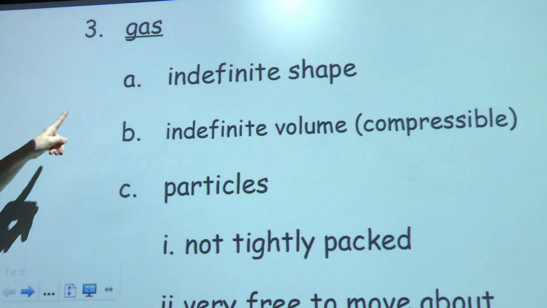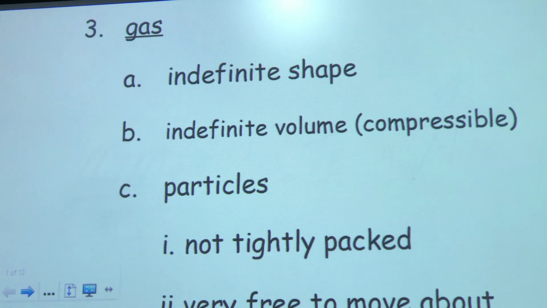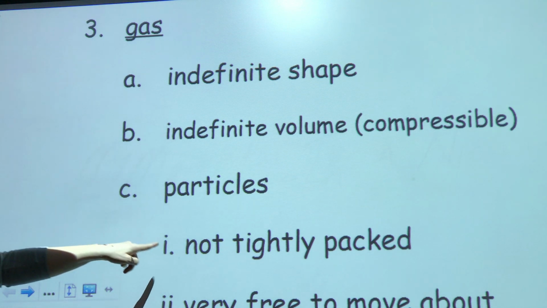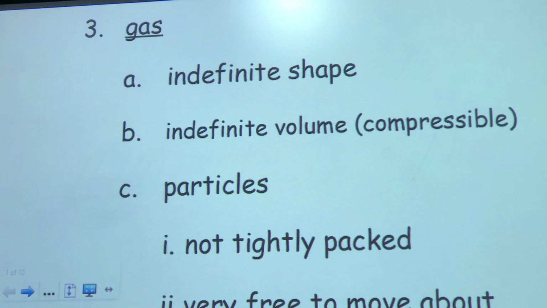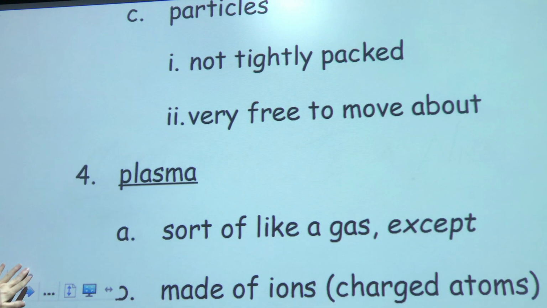Gases also will take the shape of their container, but unlike liquids, gases have an indefinite volume, which means they're compressible. They're not tightly packed, there's lots of space between the particles of a gas, and we can push those together to create different volumes. So they're indefinite volumes. Gas particles are very free to move about, and they do. They move about pretty rapidly in a random motion, okay? We've talked a little bit about particles being in constant motion.